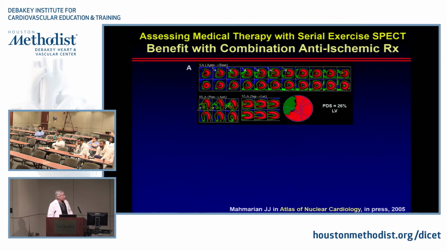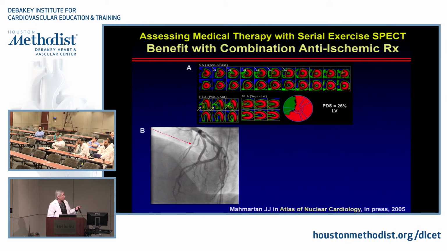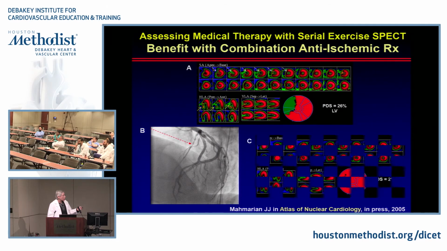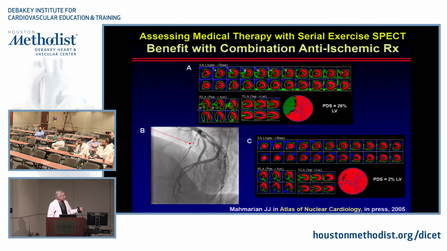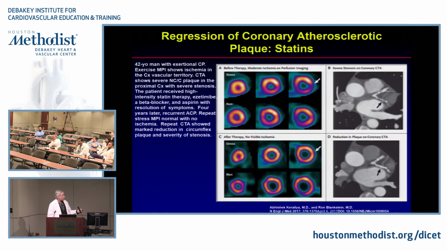This is interesting. This is just one example of a patient of mine who had a large perfusion defect in actually a first septal perforator, was put on nitrates, and had complete resolution of his perfusion abnormality. So we can see this with serial imaging.